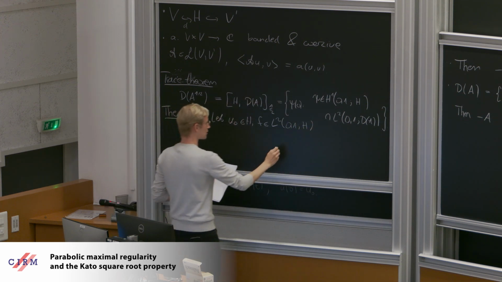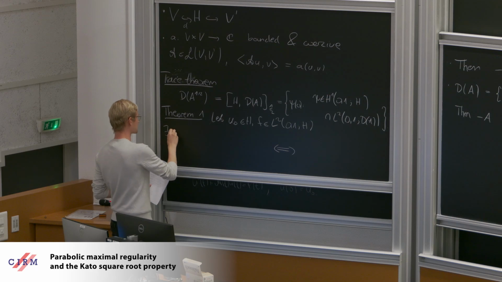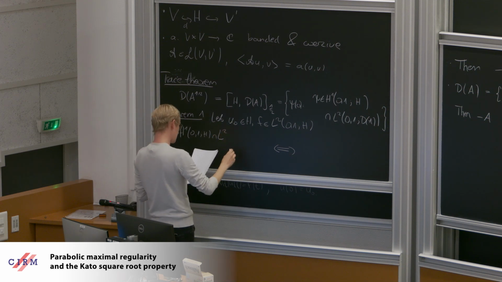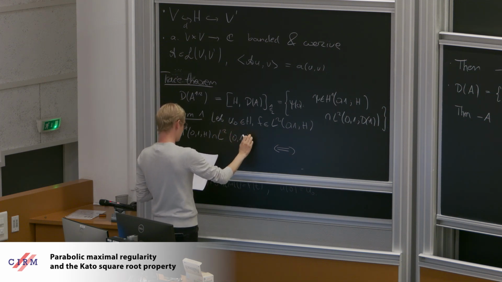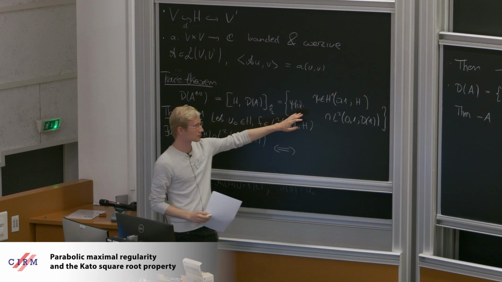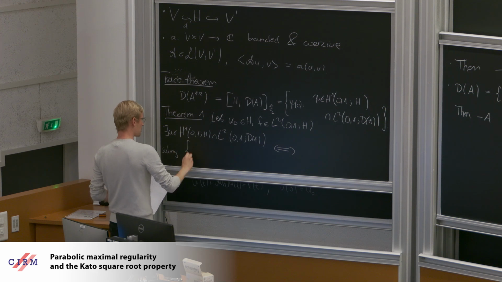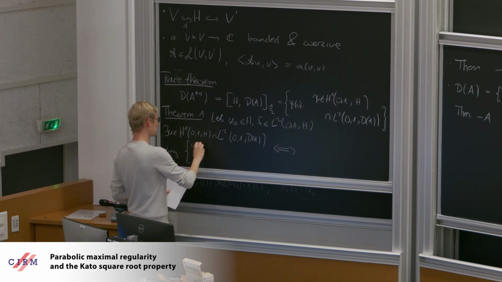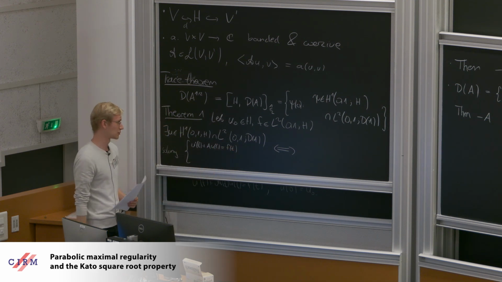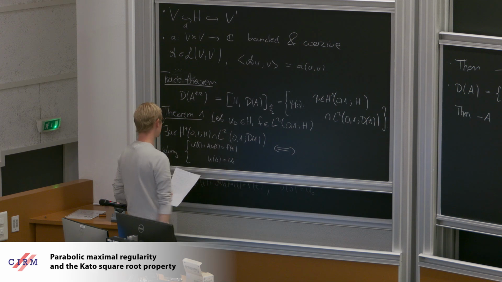And then I want to characterize a statement, namely that there exists a solution u in H1 of (0,1) with values in H, intersected with L2 of (0,1) with values in the domain of A, right, exactly in this space where we take the trace to get to the domain of A to the half, solving the Cauchy problem, where here we have u prime of t plus A u of t equals f of t, this in L2 of (0,1) with values in H, and then we want that u of 0 is just u0.